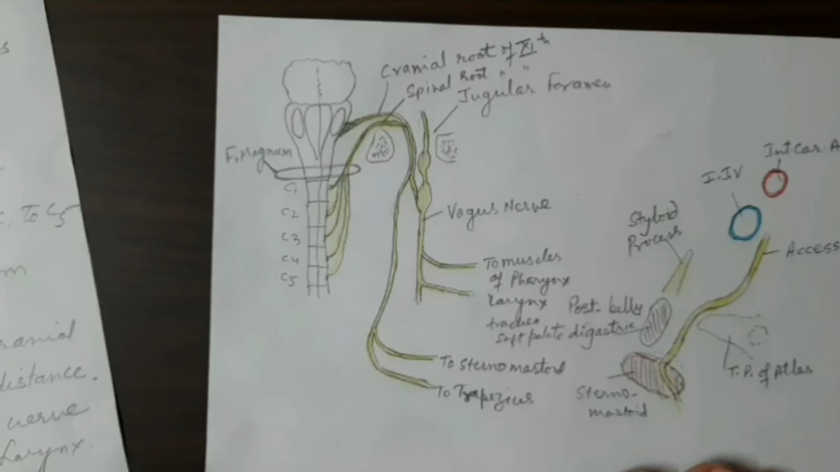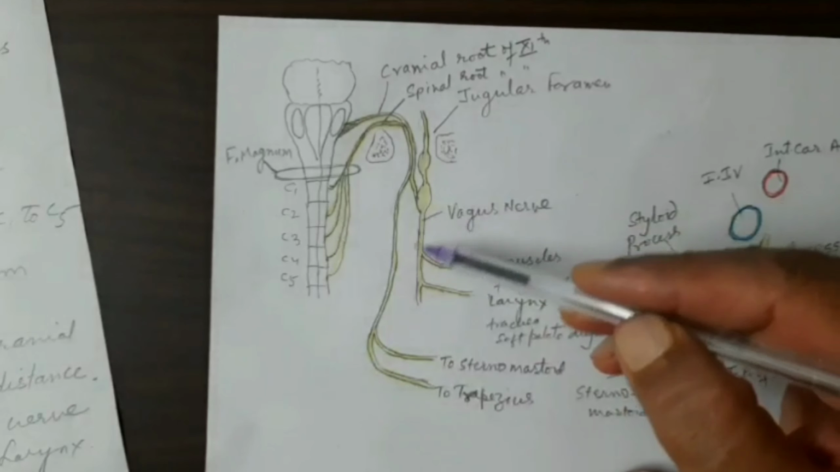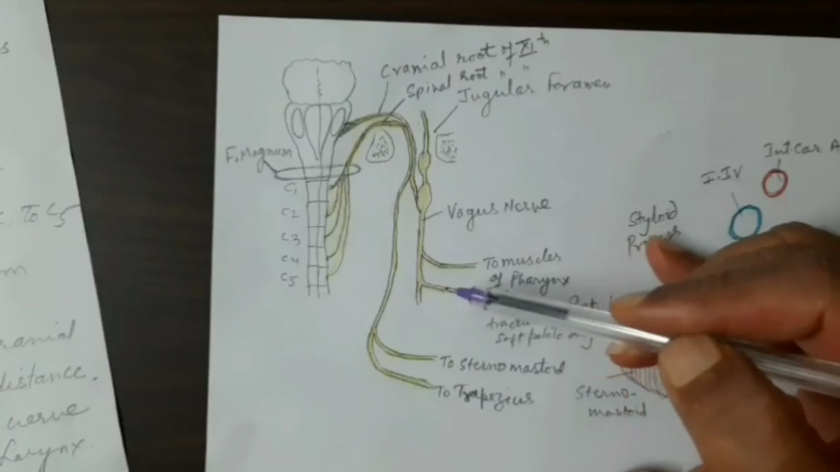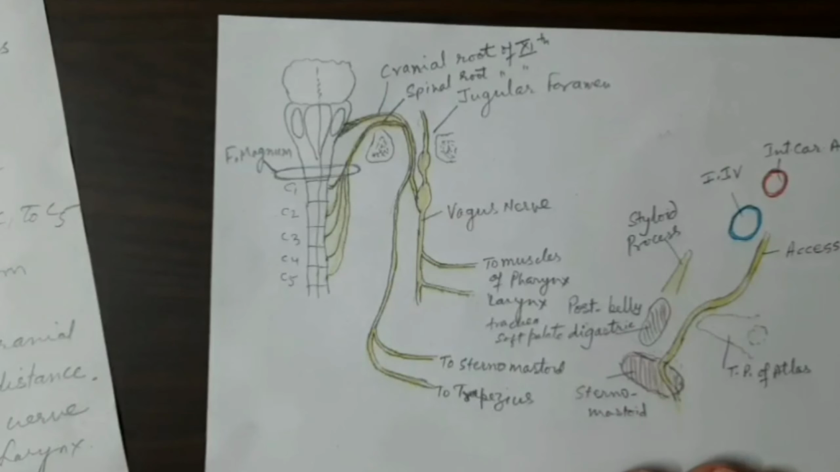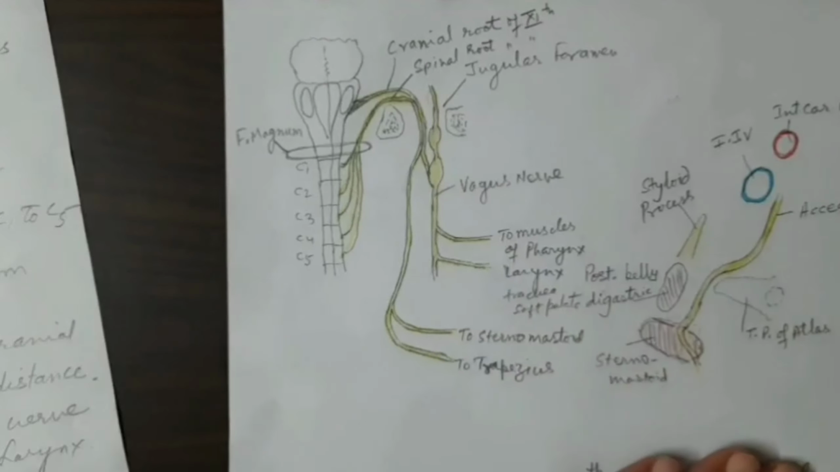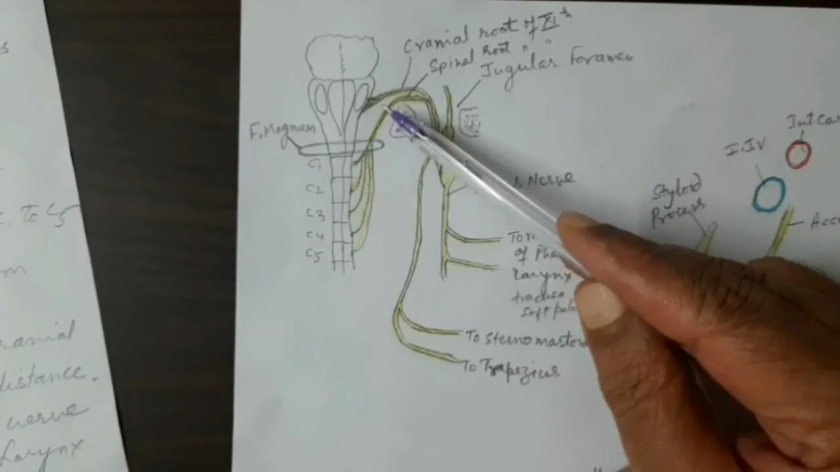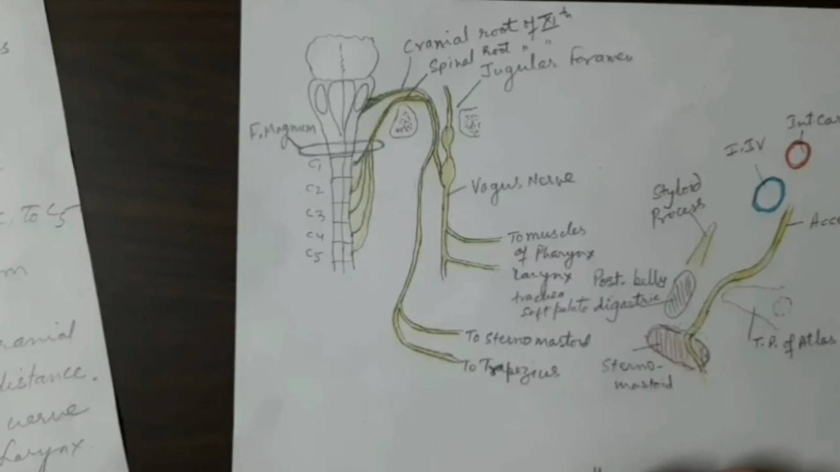So this is how the distribution of the fibers will take place along the vagus nerve, which we have already learned in the previous video, where we have seen the distribution and branches of the vagus nerve going to the various places. So we will not deal with this further now. That was the cranial root of the 11th or accessory nerve.